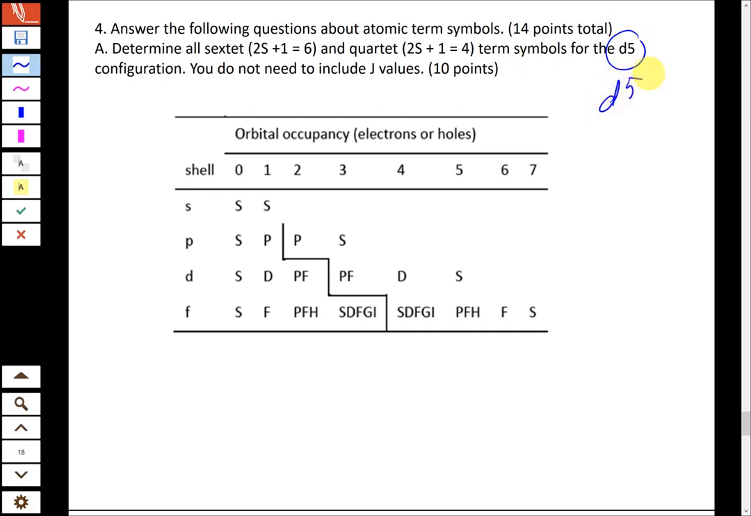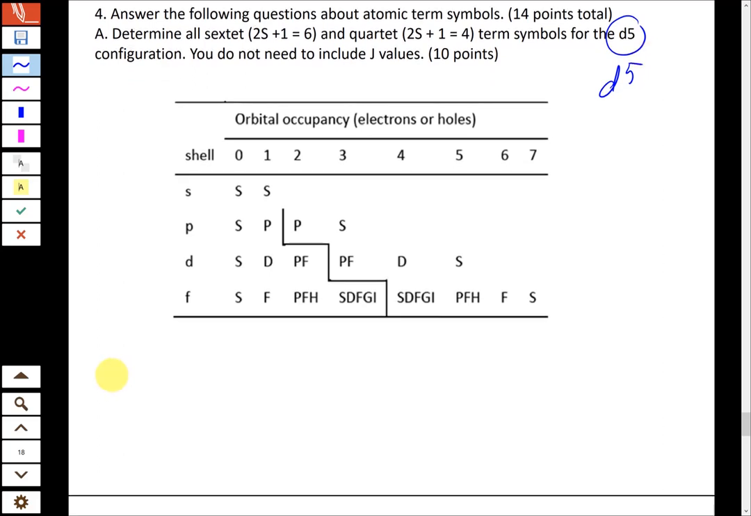And we want to know the sextet and quartet terms. So for d5, we have also some doublet terms, but that would take a while to go through. So I just asked for the two highest spin configurations. So for a sextet, 2S plus 1 equals 6. That means we have all 5 electrons unpaired. So that's going to be d alpha 5, d beta 0. And we just need to get the partial terms for those.